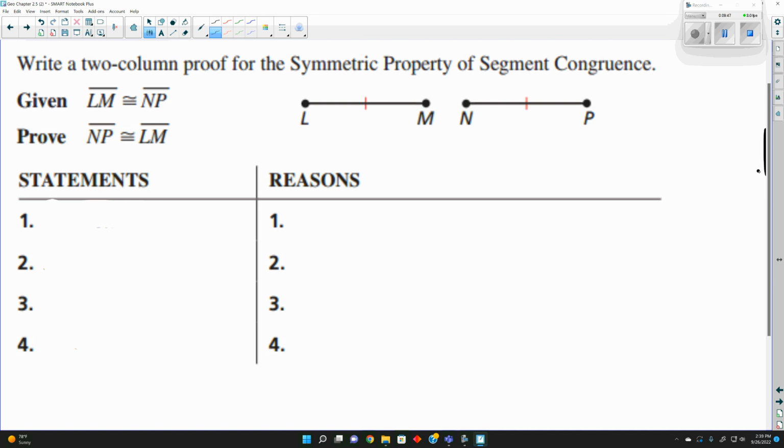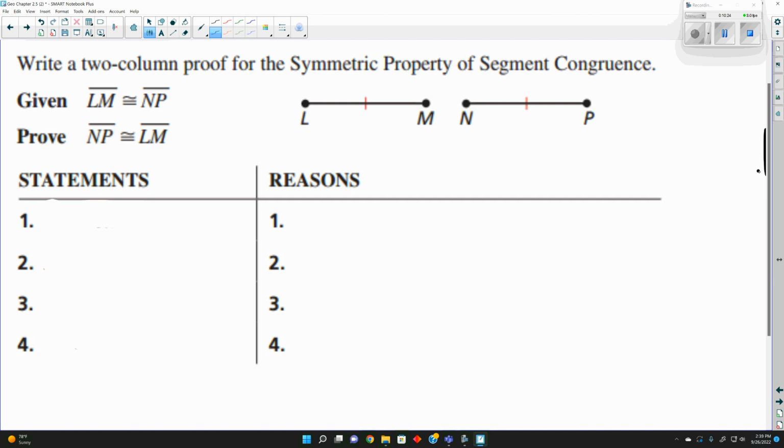In order to prove it, what can we not use? The symmetric property of segment congruence, because if we're trying to prove it, we can't use it in the proof. Trying to prove something and using it to prove it is just a circle. If I'm trying to show that someone's guilty and I say that they're guilty, did I actually prove anything? No. And that's the same with this here. We can't use this property to prove that this property is true.